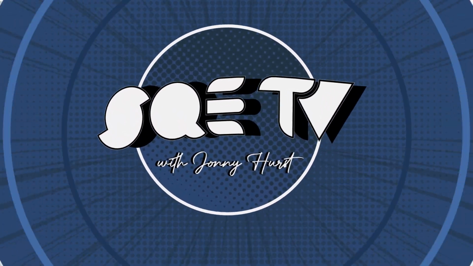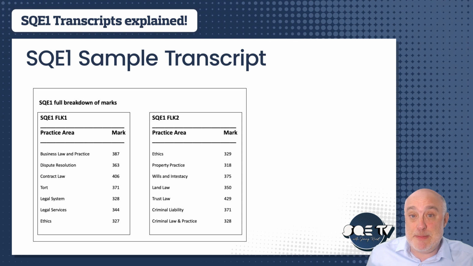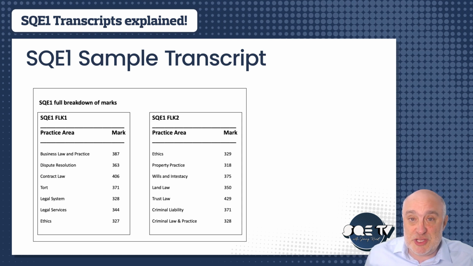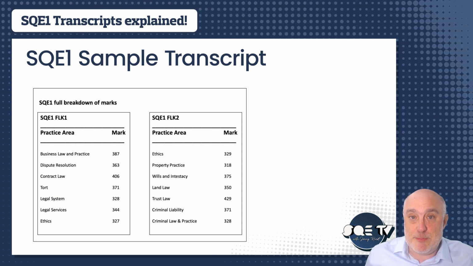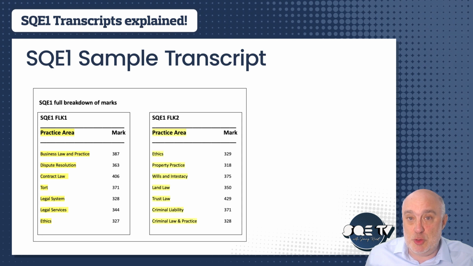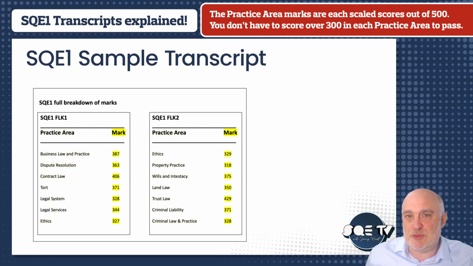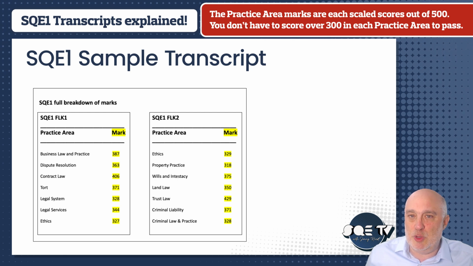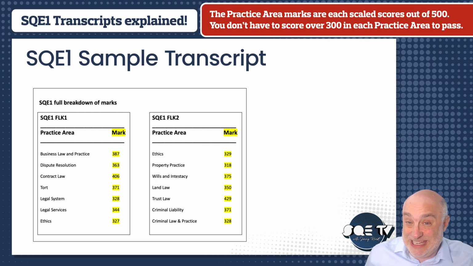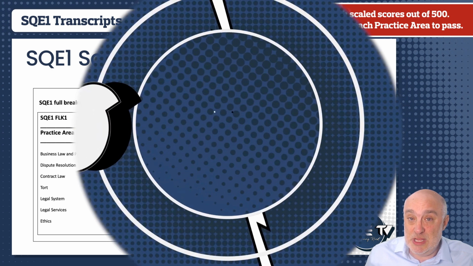The last part of your transcript contains a breakdown of your marks. And what you can see is that the breakdown is given for the practice areas across each of the two papers. And this is very interesting if you pass to see where you perform better than others, but of course it's much more useful for people who are resitting because it'll show which areas you need to focus on in particular when it comes to your revision.